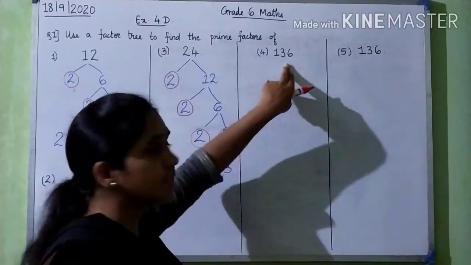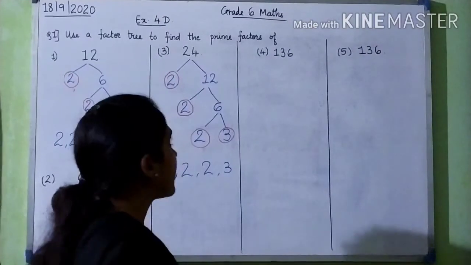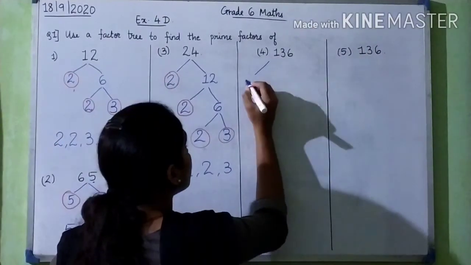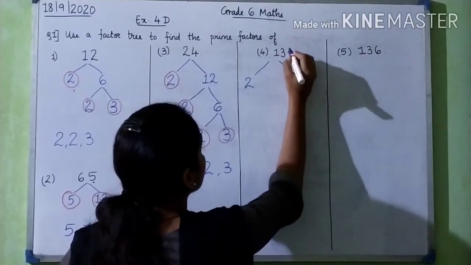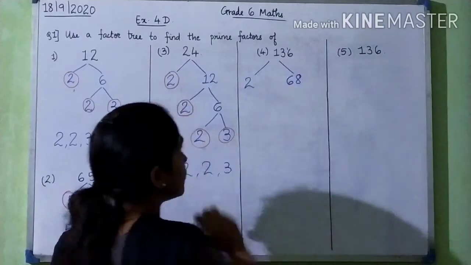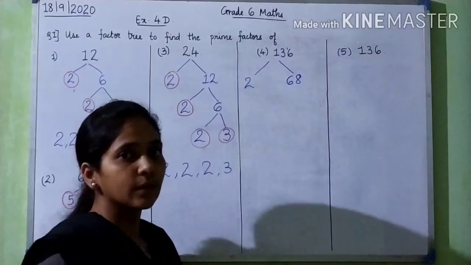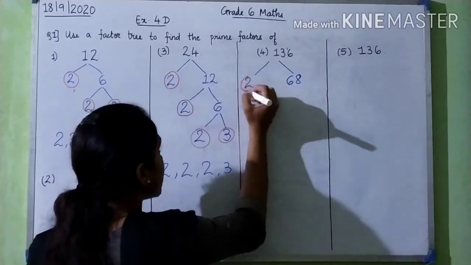yes, this number can be divided by 2, right? So I start dividing by 2. So 2 into how much is 136? 2 6s are 12, 2 8s are 16. So 2 into 68 is 136. Now 2 is a prime number, so I circle it.